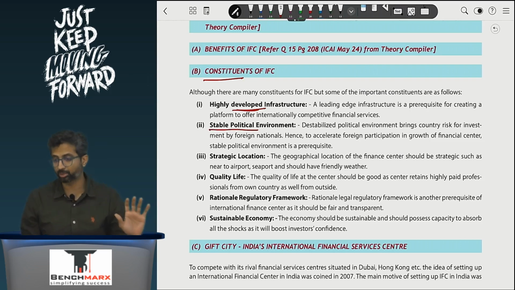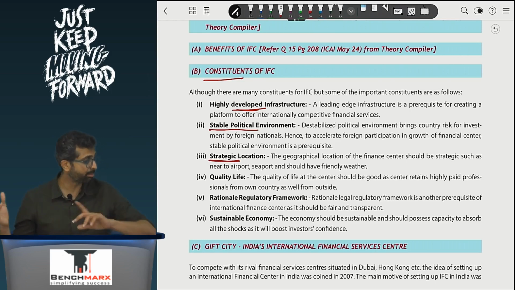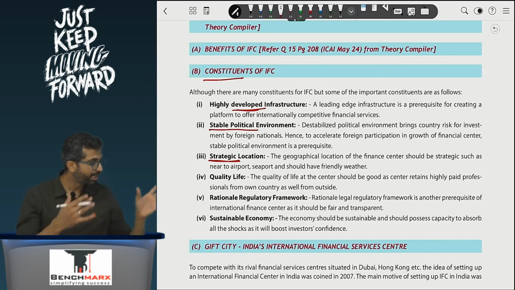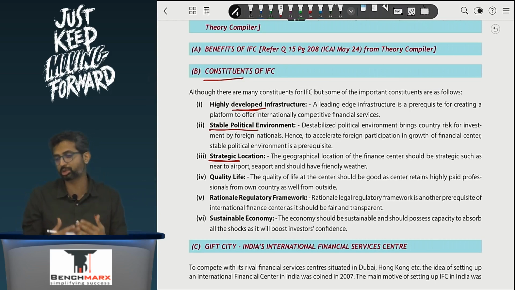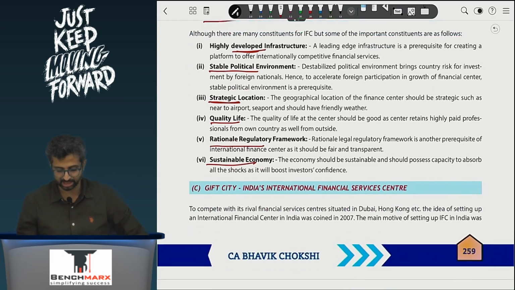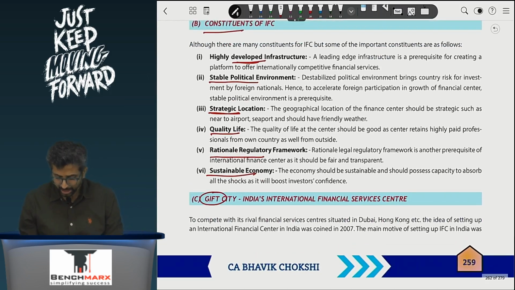So when you look at IFC, the constituents of an IFC are highly developed infrastructure, stable political environment. So I am saying that whatever changes in India's laws, I am giving you a separate legal framework. The location has to be strategic. Like this bullet train project of ours, which is being built for quite some time, is likely to end at Gift City. It will end somewhere over there so that it gets good connectivity, airport and everything. Quality of life, because a lot of expats will come, you want to have a very good quality of life, build a good ecosystem. Rational regulatory framework and a sustainable economy. Gift, India's international financial center.